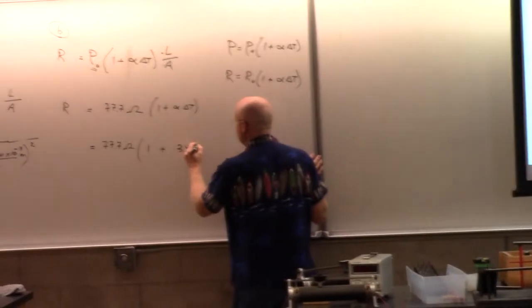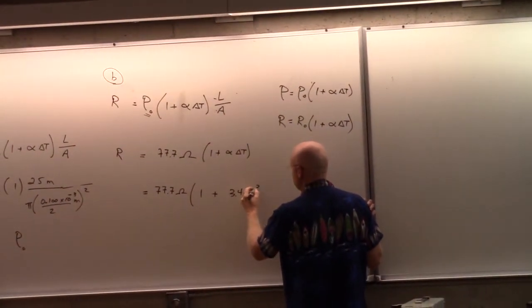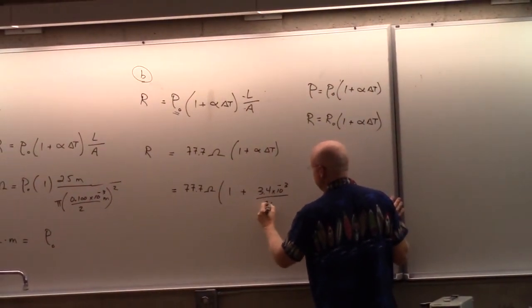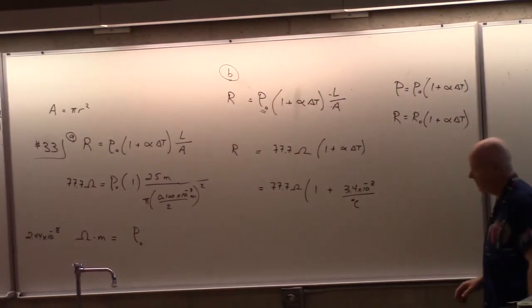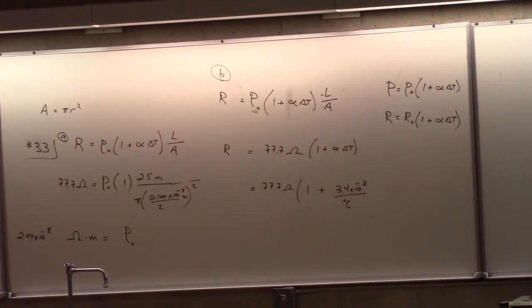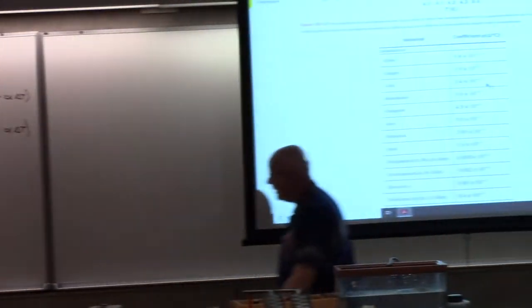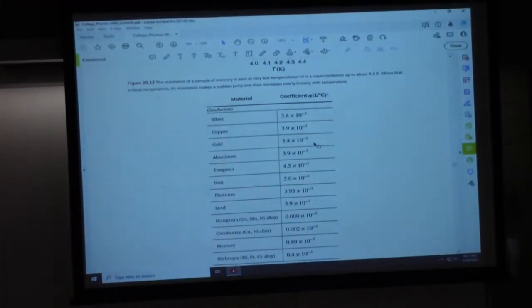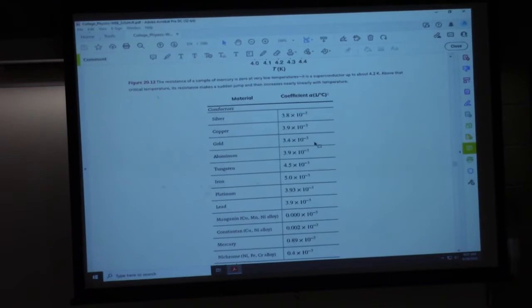Oh, and I believe that's times 10 to the minus 3, and I believe the units would be inverse Celsius. Let's just check that. So yeah, 10 to the minus 3. And then this will give me a chance to talk about the units for the thermal coefficient. You can kind of see it in here.